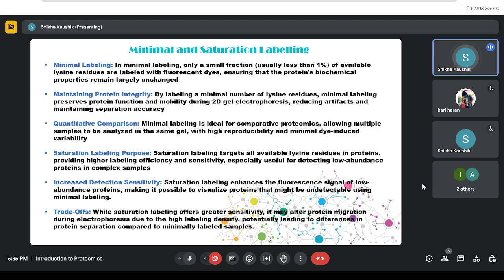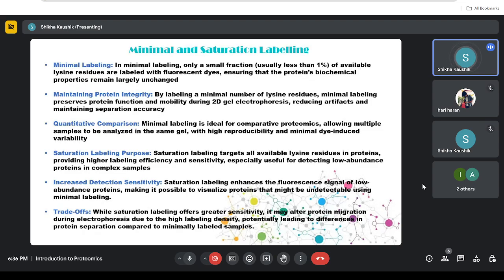Whereas when we talk about minimum labeling, in its case you are not getting good labeling density. Sorry, you are not getting good differences between the low and high abundant proteins. So here there is a trade-off, because with saturation we are getting the details of low abundant proteins, but in case of minimum we are not getting these details.